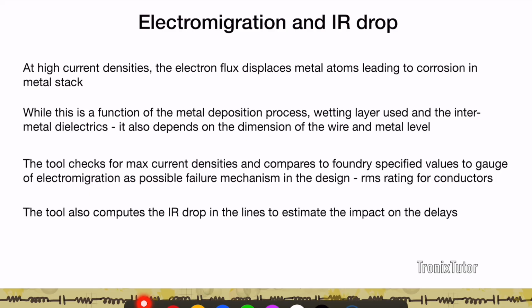And the tool also computes the IR drops. Remember, when you looked at interconnects, the resistance of the interconnect lines becomes important, and the larger the resistance of the interconnect lines, I'm going to have a sag in the rise and the fall time of a digital signal as it travels through the interconnect. So knowing what that IR drop is, and either you're able to correct it a priori or you figure out a way to work with that in the design, is something that is flagged by the tool. It's up to the designer to figure out how to fix for the same.